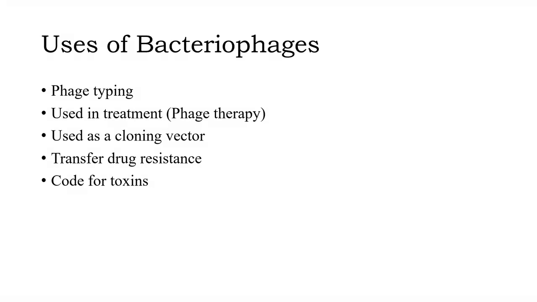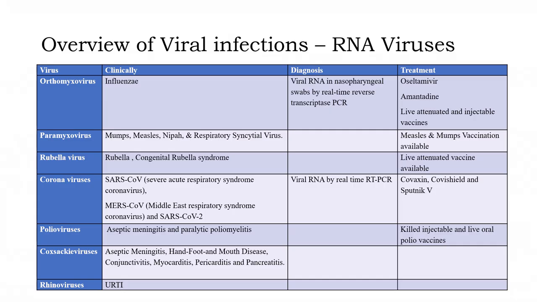So what is the use? You can use it for phage typing. Sometimes it can be used for therapy also. It can be used as a cloning vector. It's also very important in the transfer of drug resistance and in the transfer of genes responsible for toxins.